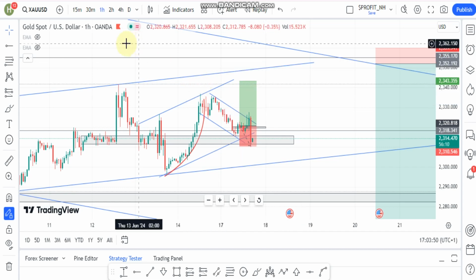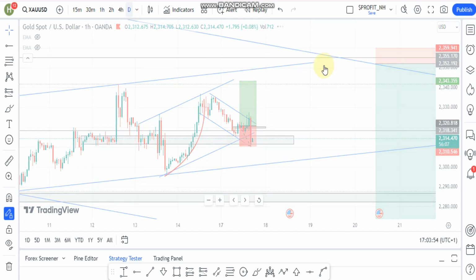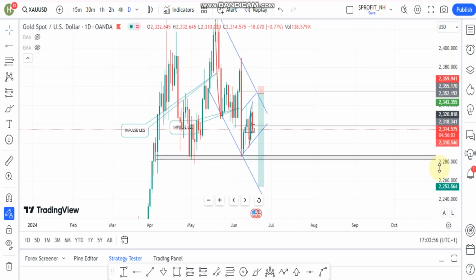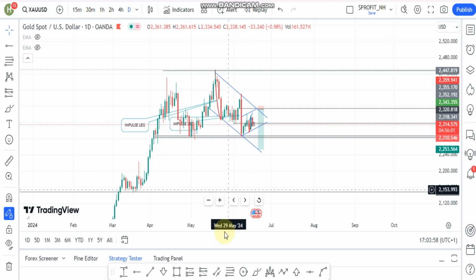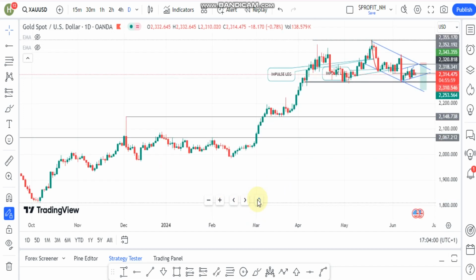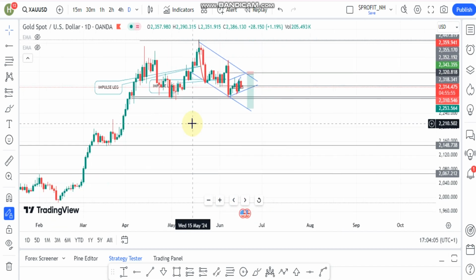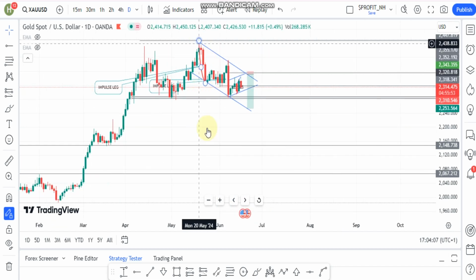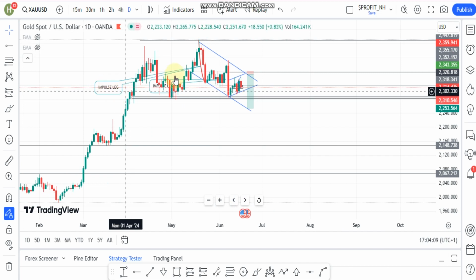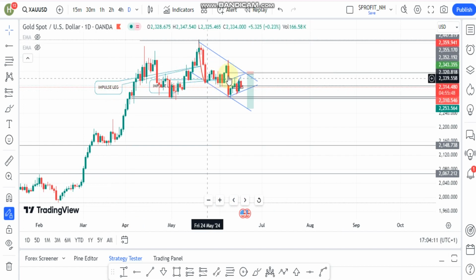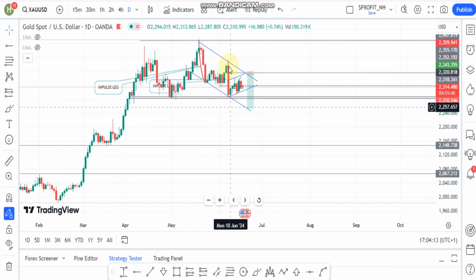So right now, I'll go to the daily time frame and show you what the market has been doing from the previous week. I already have my structures drawn, so I won't delete them. I'll just explain them. Looking at this market, you see we are on a downtrend from this bigger time frame. We've been having this impulse move, then we had a correction, then we have this impulse move at this point.